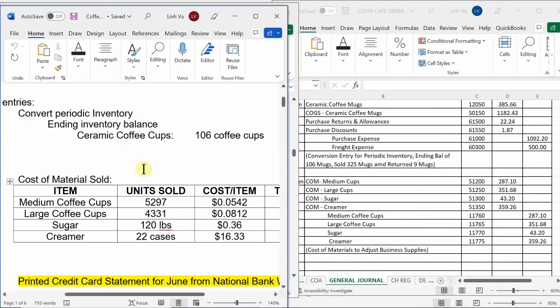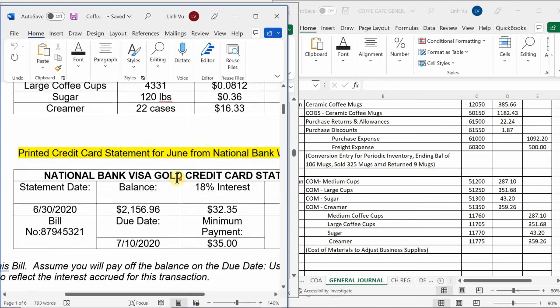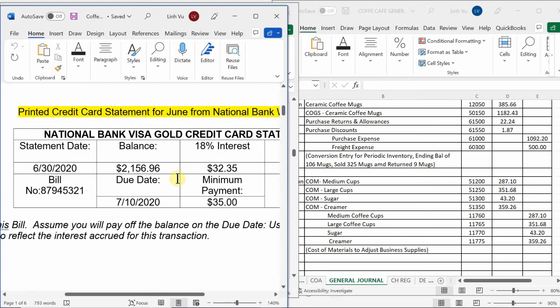All right. So the next one here is I end up printing out my credit card statement, for the June month from the National Bank Visa Gold Credit Card Company. Here it tells me that the billing statement end date is 6/30. Here's the billing number on there, because we retrieved our statement via the online mobile bank app.